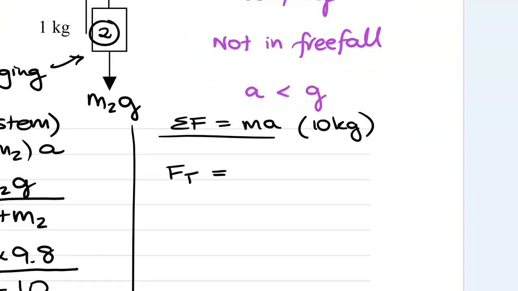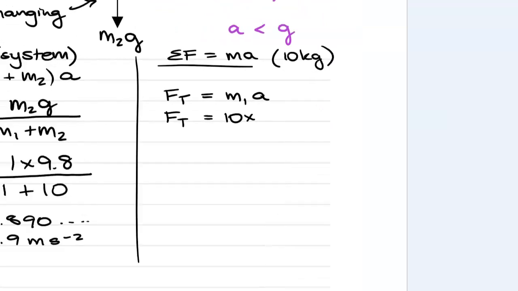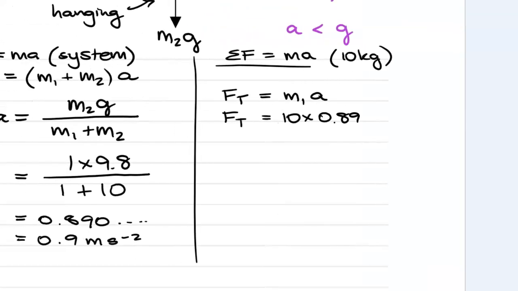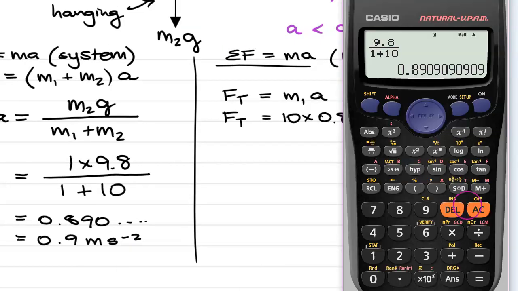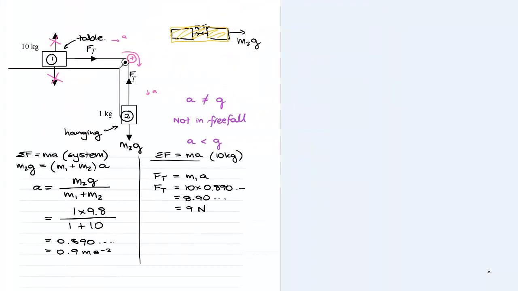It's going to equal the mass, the 10 kilogram mass we labelled as mass 1, times a. So Ft is going to be mass 1, oh, we said it was the 10 kilo here, and the acceleration we previously had, 0.890 dot dot dot. So it's just that value that we had before times 10. So 8.90 dot dot dot. To one sig fig, that is 9 meters per second squared. Oops, no, that was a force, so 9 newtons. Sorry about that.